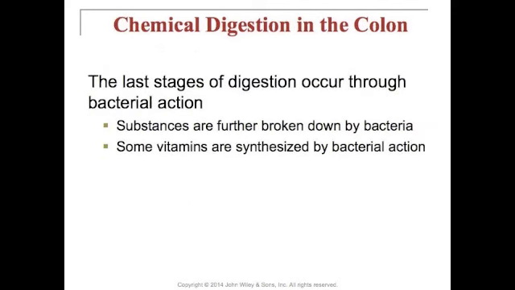Chemical digestion in the large intestine. The last stages of digestion occur through bacterial action. So substances are further broken down by bacteria, and some vitamins are synthesized by bacterial action. The final stage of digestion occurs in the colon through the activity of bacteria that inhabit the lumen. Mucus is secreted by the glands of the large intestine, but no enzymes are secreted. Chyme is prepared for elimination by the action of bacteria, which ferment any remaining carbohydrates and release hydrogen, carbon dioxide, and methane gases.